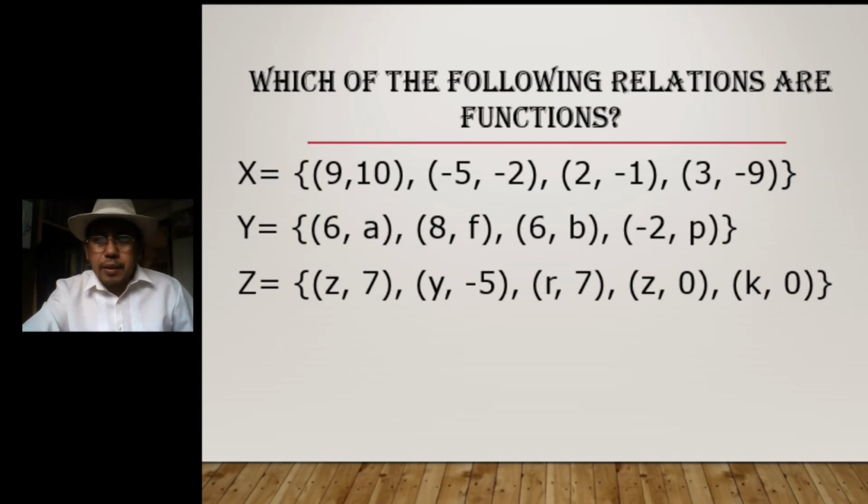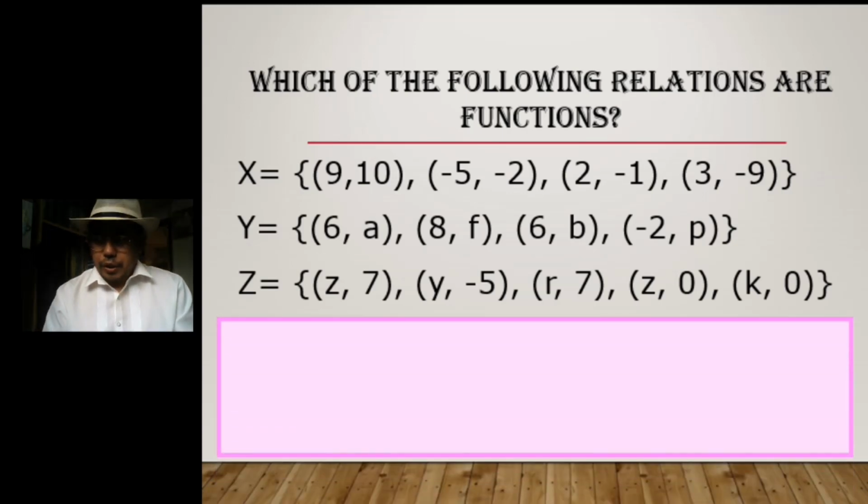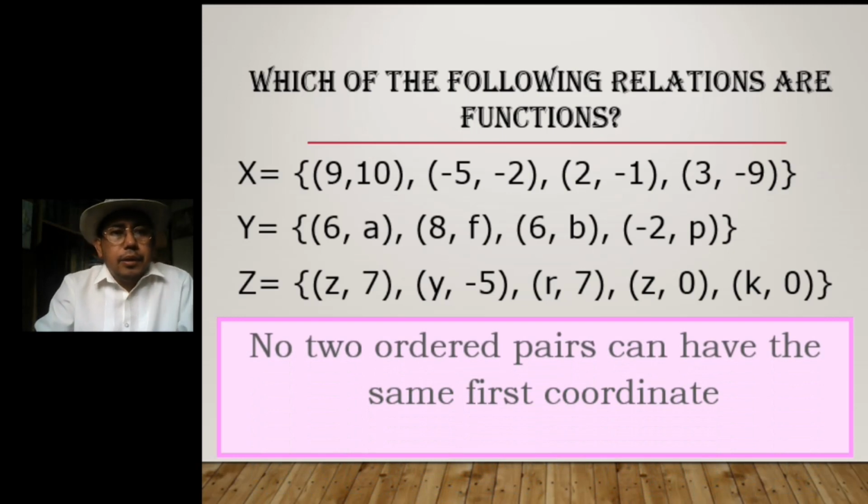You will notice that the set of z is also not a function. Why? Because small z here, which is the domain, is paired with 7 and paired with 0. Meaning to say, it contradicts the three statements we had a while back regarding the function. You will notice in the three sets of ordered pairs that no two ordered pairs can have the same first coordinate.